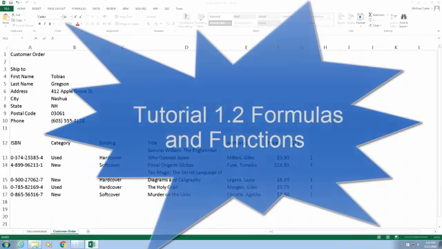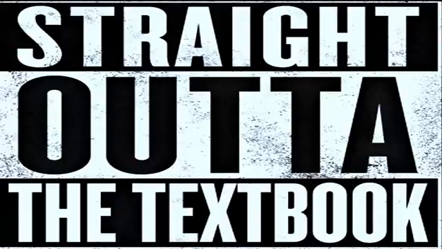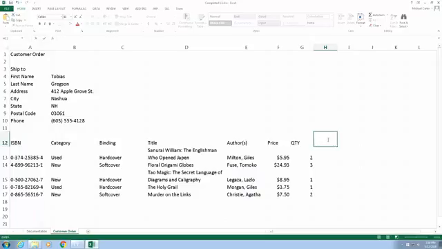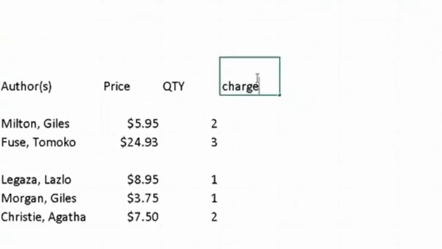Hey guys, today we're going to cover session 1.2, formulas and functions, and we're going to even do a little bit of printing as well at the end. So to get started, click on H12, and in caps we're going to type in charge. We're going to calculate the charge, all caps. Press enter. Now we're going to put in our first formula.